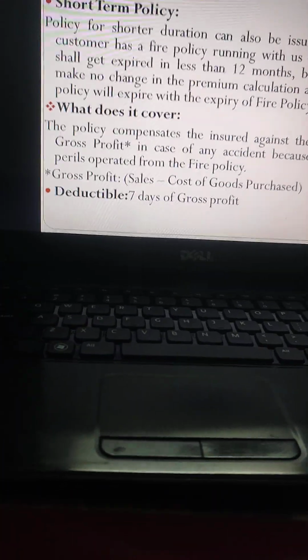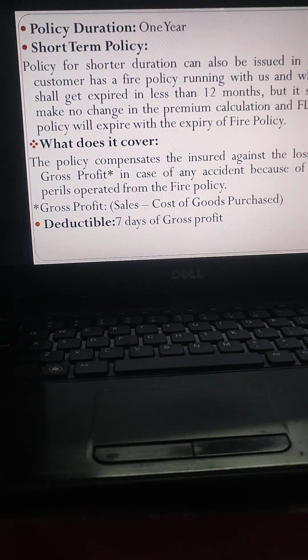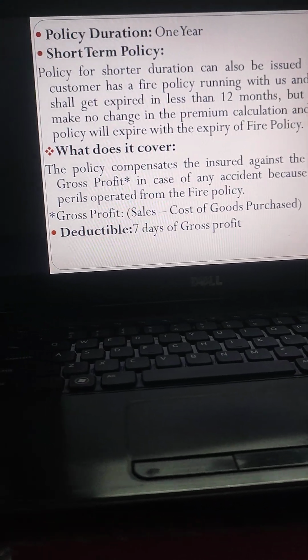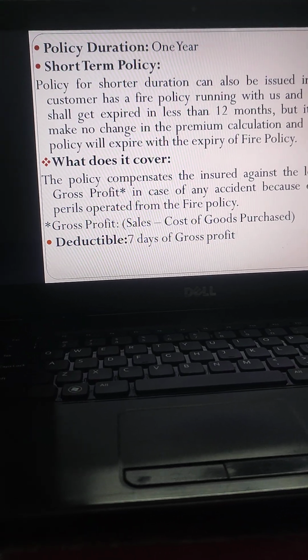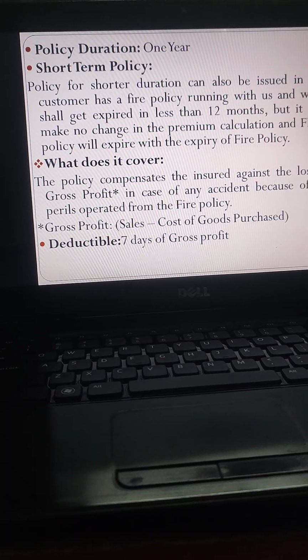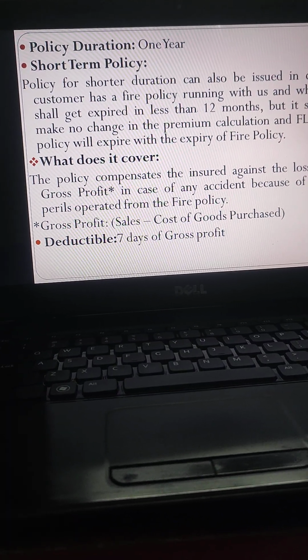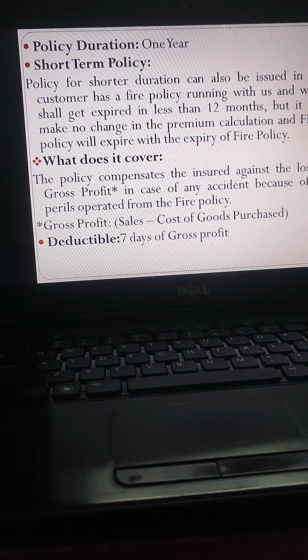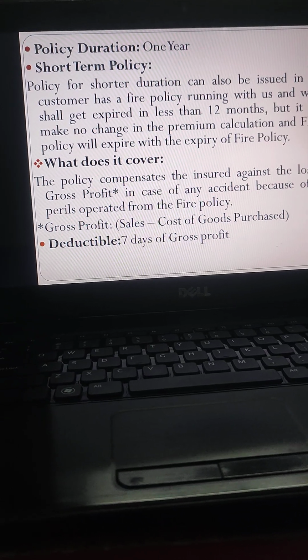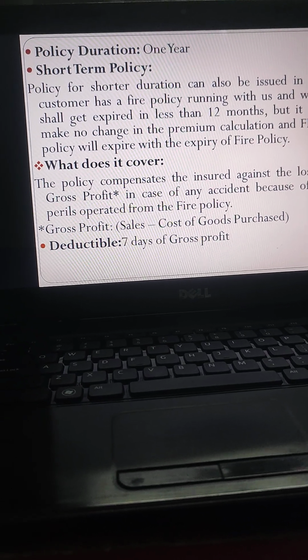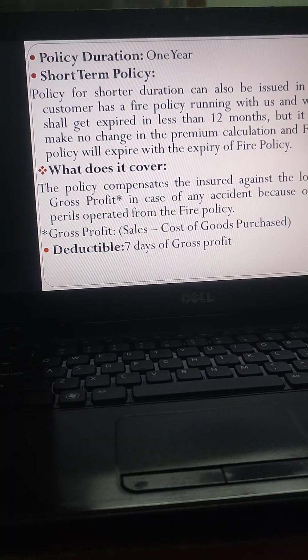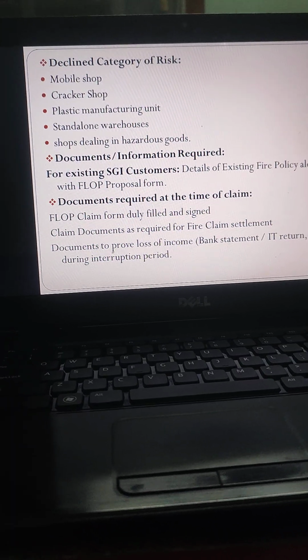The policy duration is 1 year; a short-term policy can also be issued. The policy compensates the insured against the loss of gross profit in case of any accident caused by a peril covered under the fire policy. Gross profit means sales minus cost of goods purchased. Deductibles are 7 days of gross profit.